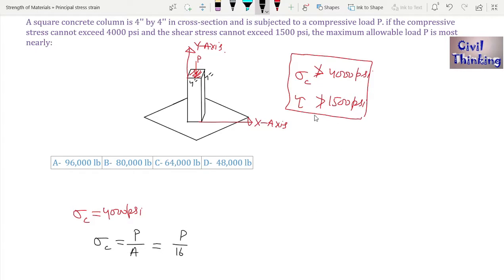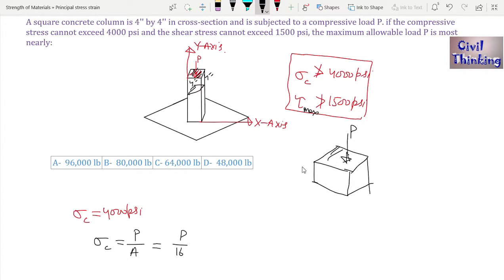And the other condition is that the maximum shear stress cannot exceed 1500. Now on this plane, let me draw it here. Let me say this is P, this is P. This is the principal plane, and I have already told you there is no shear stress acting. Shear stress is 0 on this plane, but how can we satisfy this condition? The maximum shear stress tau max cannot exceed 1500. That means in the whole column there will be some other planes. Yes, this is a principal plane with 0 shear stress, but there will be some plane, for example like this.